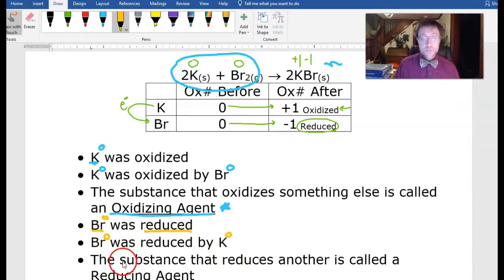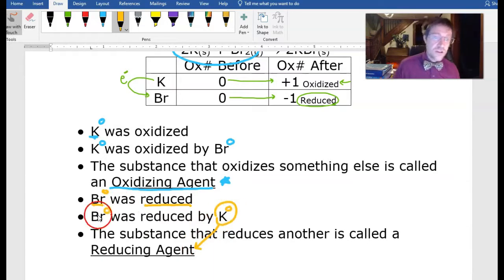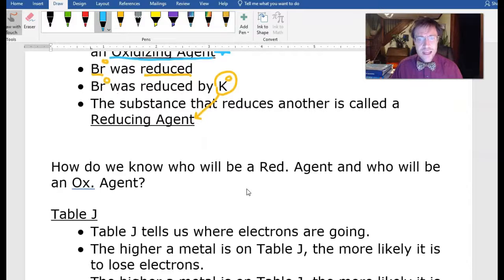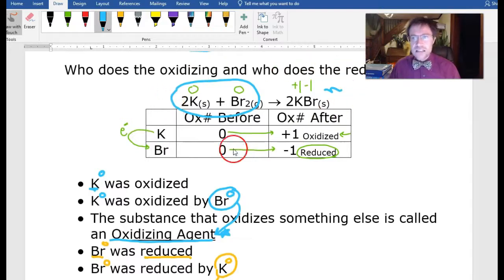So that means that our potassium 0 is going to be our reducing agent because the potassium reduced the bromine. Just like over here, the bromine is the oxidizing agent because it did the oxidizing. Does that make sense? Like an agent of good is someone who goes around and does good. An agent of evil runs around doing evilness. Same thing with oxidizing and reducing.